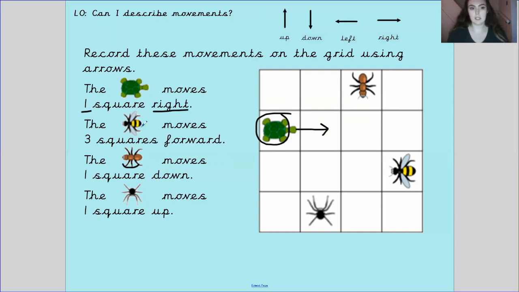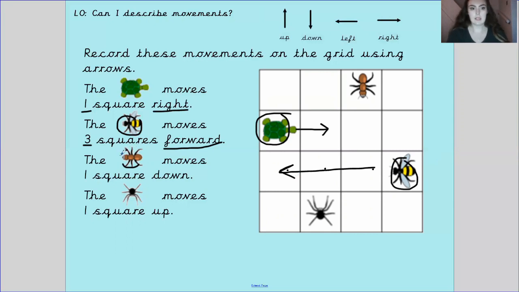Okay, the next question is, the bee moves 3 squares forward. So the first thing we need to do is find the bee, which is here. And then we need to move him 3 squares forward. Remember to look at which way the bee is facing. Pause the video and have a go. Well done, the bee has moved 1, 2, 3 squares forward.